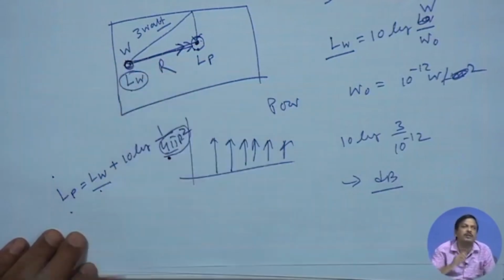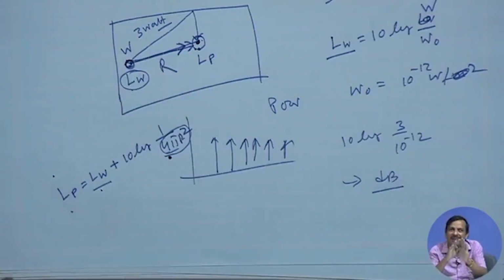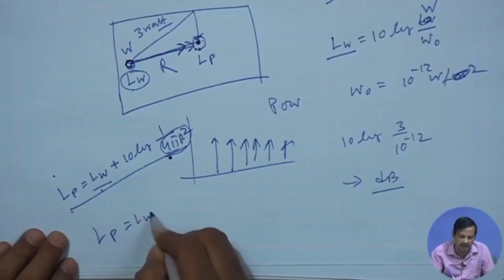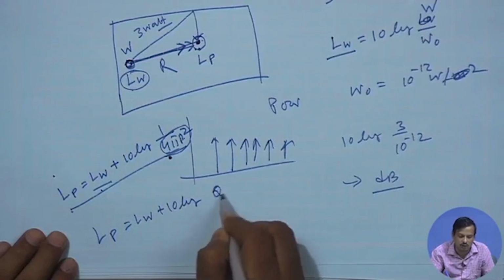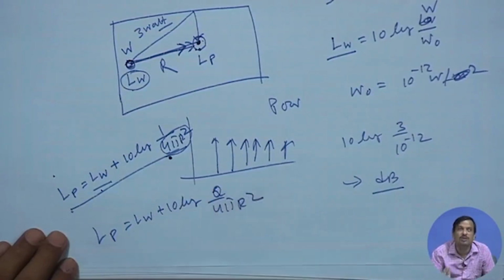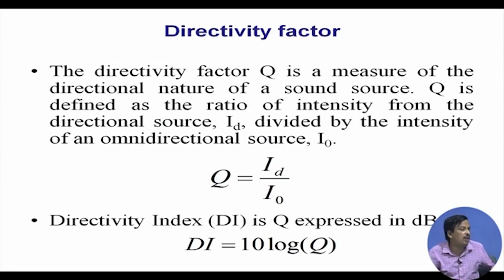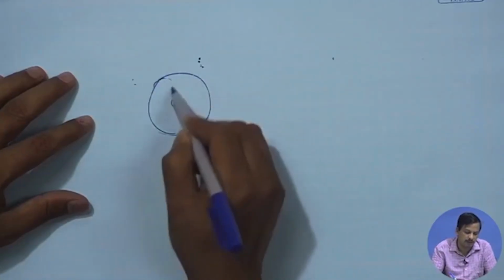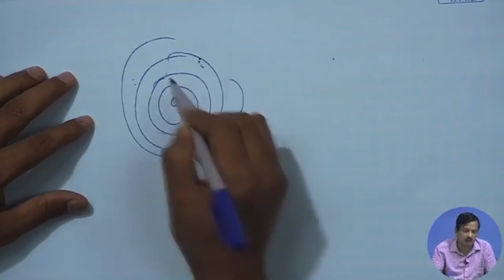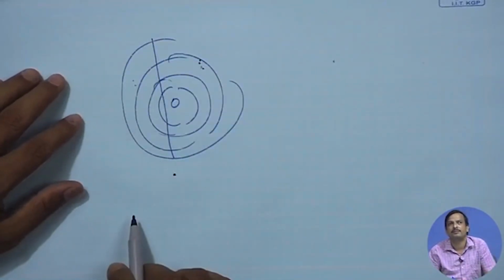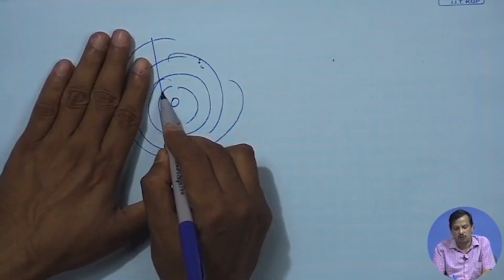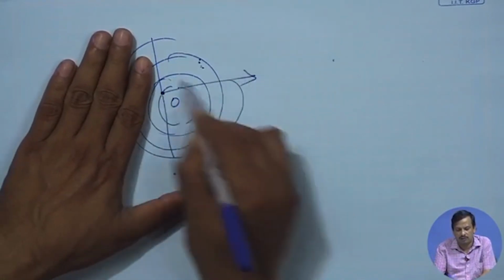Now, if I put in the directivity, I said it is not directional, then it is. If I put in the directivity, then LP is LW plus 10 log Q by 4 pi r square. Q is the directivity of the sound. What is directivity? Suppose I produce a sound here, it is spherically propagated. Now, if I block one side, what will happen? That energy will be reflected from the blocked surface and contribute in this direction.